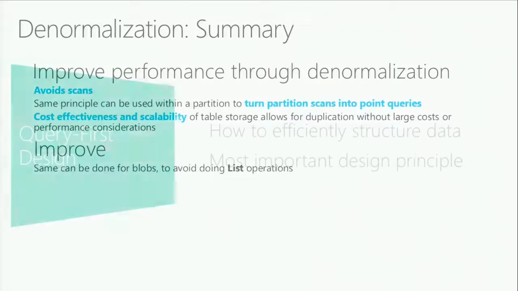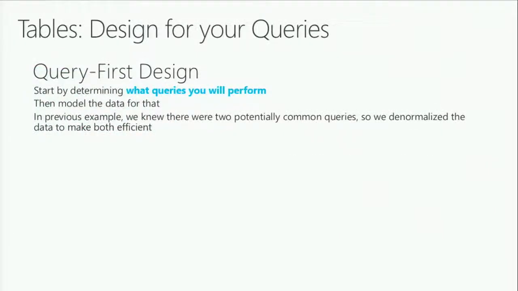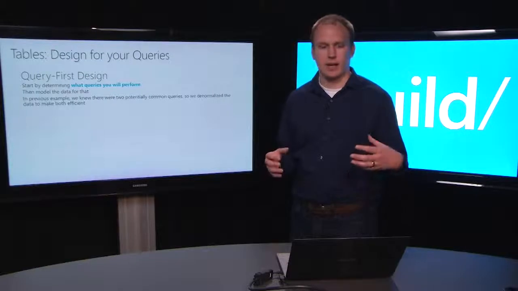Now we're going to talk a little bit about query first design. You saw an example of this in the previous example, in the US cities that we walked through. But really, this is the core of how we design our data for Azure storage. What it means is start by determining what queries you will perform. Again, if you're coming from a relational database background, you may be more familiar with starting with what you're storing, starting with the objects and designing your data around that.